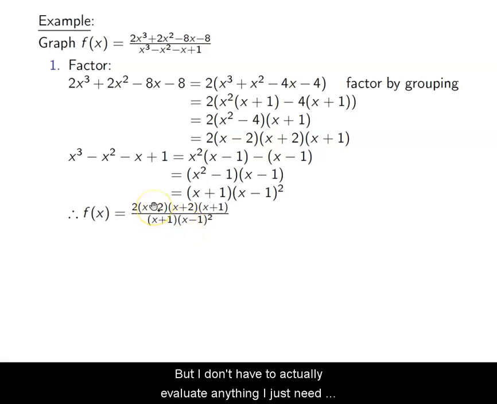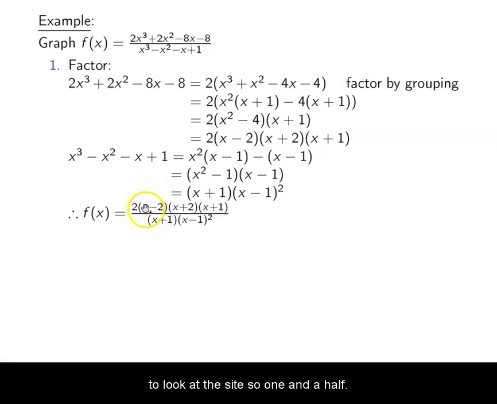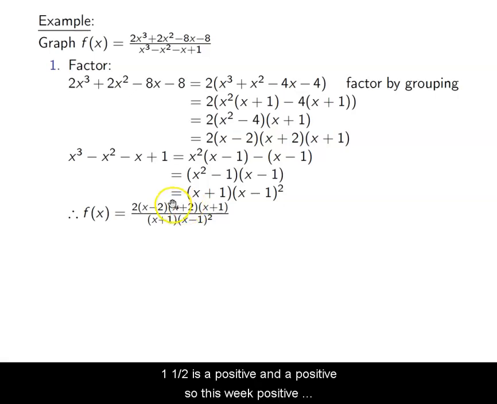But I don't have to actually evaluate anything. I just need to look at the sign. So 1.5 is less than 2, so I'll have a negative. 1.5 is a positive and a positive, so this will be positive, and this will be positive, right? So I'm really just checking the signs, right? This will be positive when I plug in 1.5, and this will be positive as well, and it's being squared, so it doesn't matter, it'll always be positive. So I have positive, positive, positive, positive, and one negative value. So my numerator will be negative and my denominator will be positive.